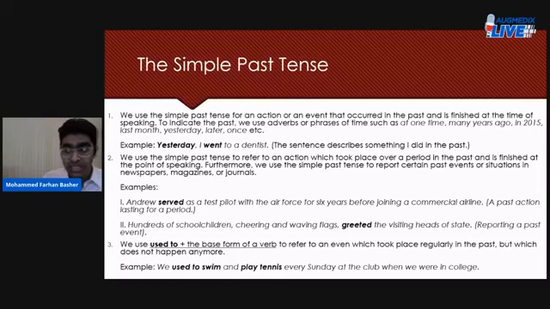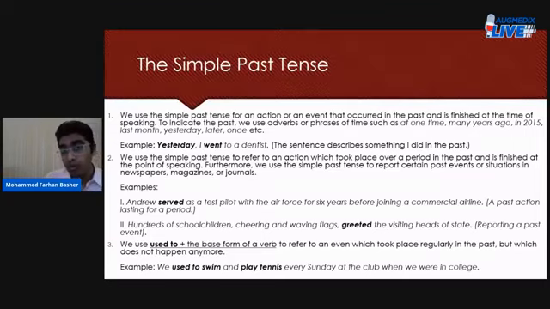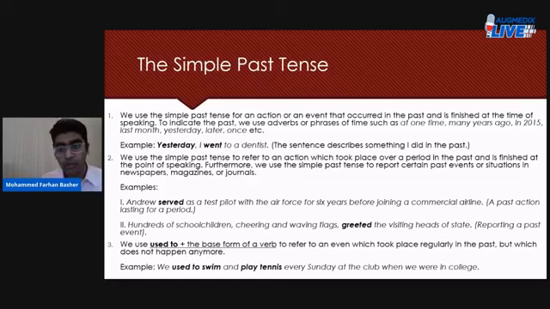So Andrew served as a test pilot with the Air Force for 6 years before doing something else. Before what? Before joining a commercial airline. Before joining a commercial airline, Andrew served as a test pilot with the Air Force for 6 years, right? Here, in this sentence, you mean that Andrew served as a test pilot and he doesn't serve as a test pilot any longer. Now he's a commercial pilot, but before becoming a commercial pilot, he was a test pilot for how long? For 6 years. Okay, I hope I'm clear.